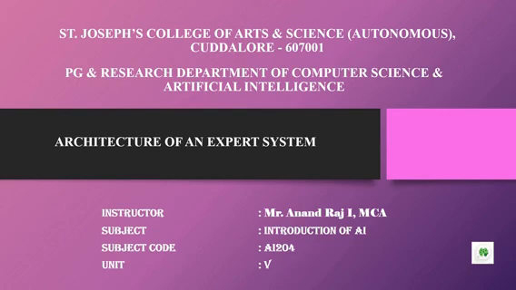This is Anand Raj from the PG and Research Department of Computer Science and Artificial Intelligence. I am here to explain the topic of architecture of expert system. This is the subject of Introduction to AI. The subject code is AI 204 and the unit is 5. So let's move to the topic.